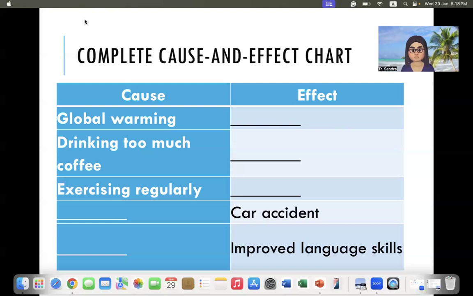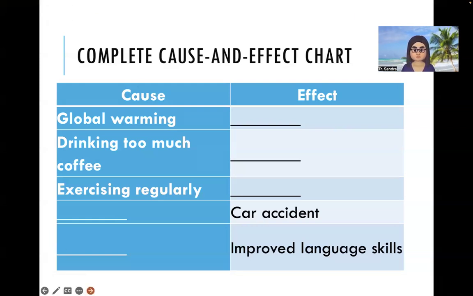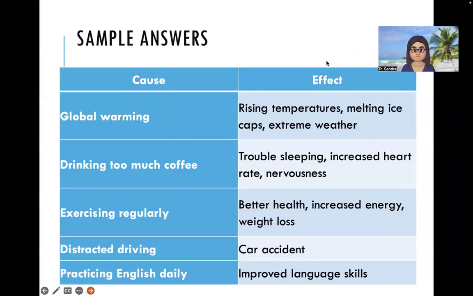So whose group is left? Who hasn't shared your idea? Whose group hasn't shared an idea for the last one? Almost everybody, right? Thank you. Thank you so much for sharing. You can think of lots of causes and lots of effects. For me, this is just an example I just thought of.